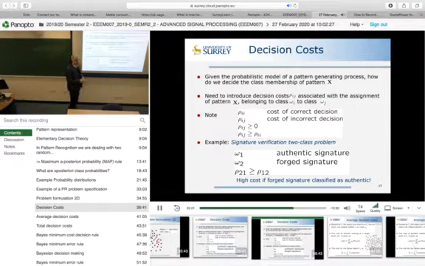As an example of this, suppose you're automatically verifying a signature on a document or a check that you send to a bank. Class omega 1 is the case that the signature is correct. Class omega 2 is the class that it's forged. In this case, you've got two possible incorrect decisions you could make. One is that it's actually an authentic signature, but you classify it as a forged signature, but the other one is that it's a forged signature, but you classify it as an authentic signature.